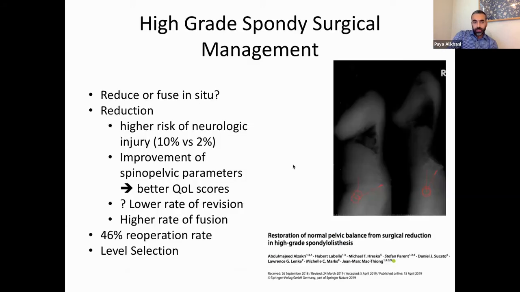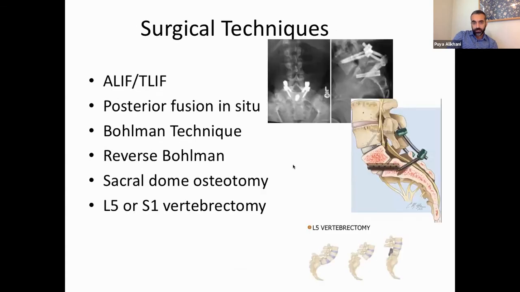So there are a lot of papers about the management of high-grade spondylolisthesis. For surgical technique, you can do ALIF, you can do TLIF, you can do posterior in situ fusion. There's also the described Bohlman technique. There's a reverse technique that talks about doing it anteriorly through the ALIF approach. You can do it through a sacral dome osteotomy. You can do a complete corpectomy. So there are many different ways to tackle this.